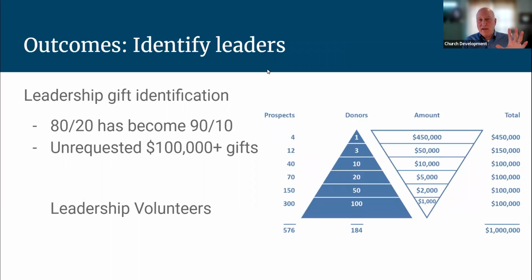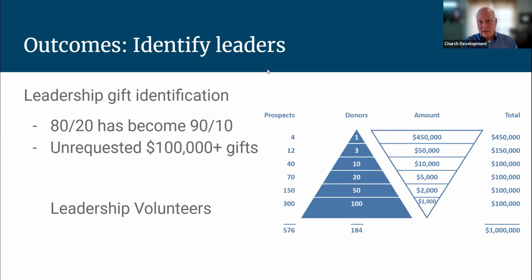Another outcome is we identify potential leadership gifts. I'm sure you're familiar with the Pareto principle, the 80-20 rule, and that's shifted in recent years. It's now 90-10. Since the Dow has been above 30,000 for more than a year. 10 years ago, it was down at about 10,000. So the number of millionaires in our society has increased to 8.8% of the population.